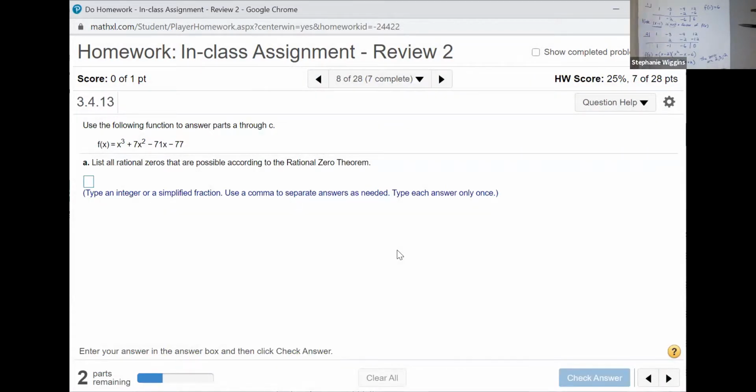So the next one, I'll do this again. I'll show you how this works. f of x equals x cubed plus 7x squared minus 71x minus 77.